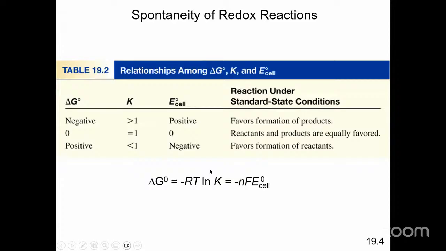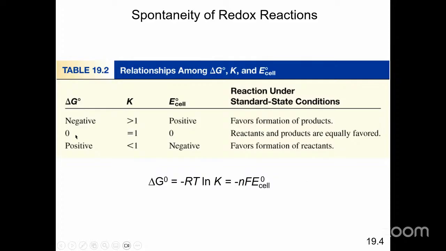Okay, some other aspects of the relationship between delta G, K, and the EMF of the cell. Let's look at what happens if delta G is negative. So this is the equation right here. If delta G is negative, then what does that say about K? That means that K would be greater than 1, all right? And if K is greater than 1 and delta G is negative, that means that the EMF of the cell would be positive, right? Because of this negative sign right here. So if delta G is negative, that means that the EMF of the cell is positive. So what does that mean in terms of the spontaneity of the reaction? That means that the reaction would favor the formation of the products.